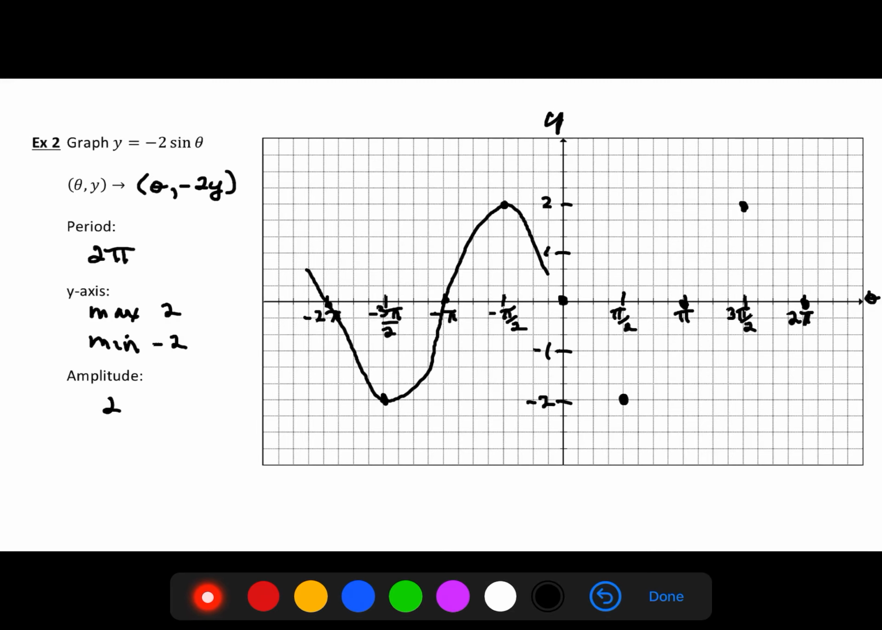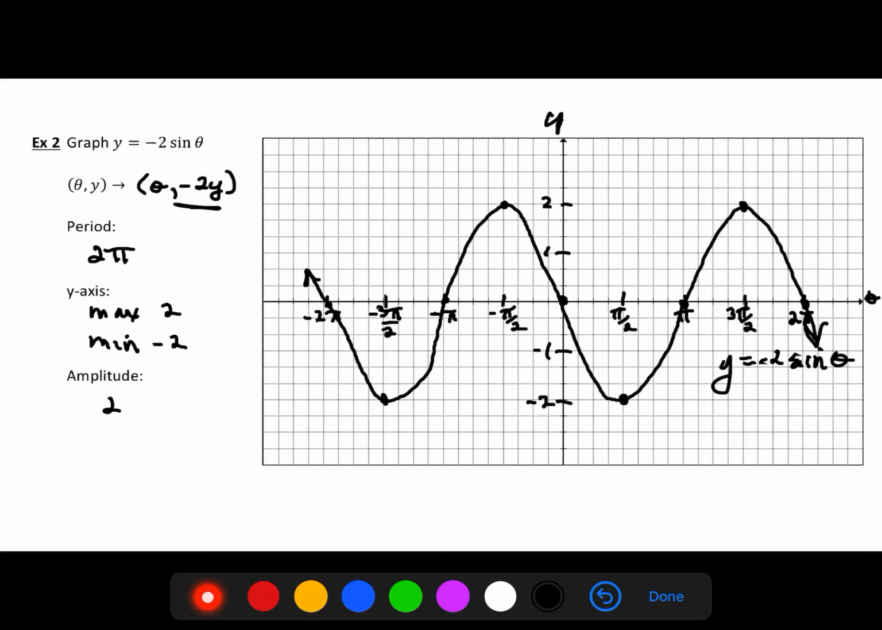Again, key points happening every pi over 2. And again, drawing our nice smooth curve and labeling our graph.